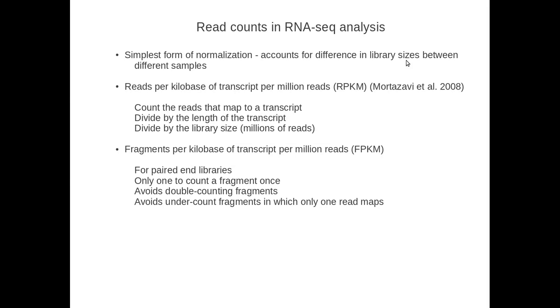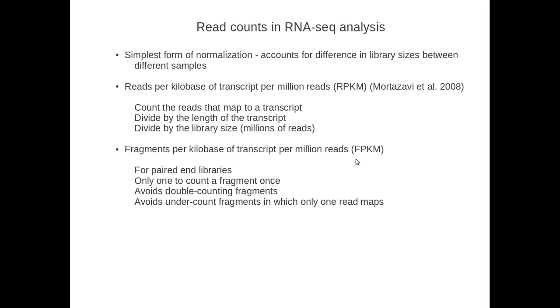But the first attempt at normalizing was done by Mortazavi in that original paper, where they proposed a measure called the RPKM, the reads per kilobase of transcript per million reads. Essentially, we count the reads that map to a transcript, and then divide by the length of the transcript and the size of the library, in millions of reads. So this becomes a transcript length and total count normalized procedure.